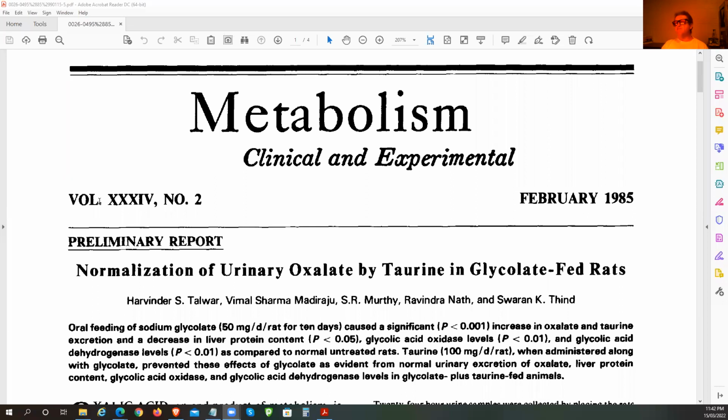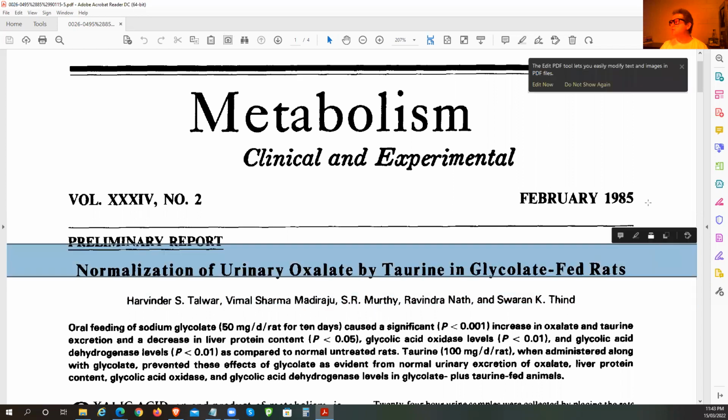So this was in volume 34, number 2, it's Roman numerals, as people know. This was back in February 1985, and there's a preliminary report here. It's a clinical experiment, the normalization of urinary oxalate by taurine in glycolate-fed rats. So feeding them glycolate to increase the amount of oxalate that they produce and excrete.